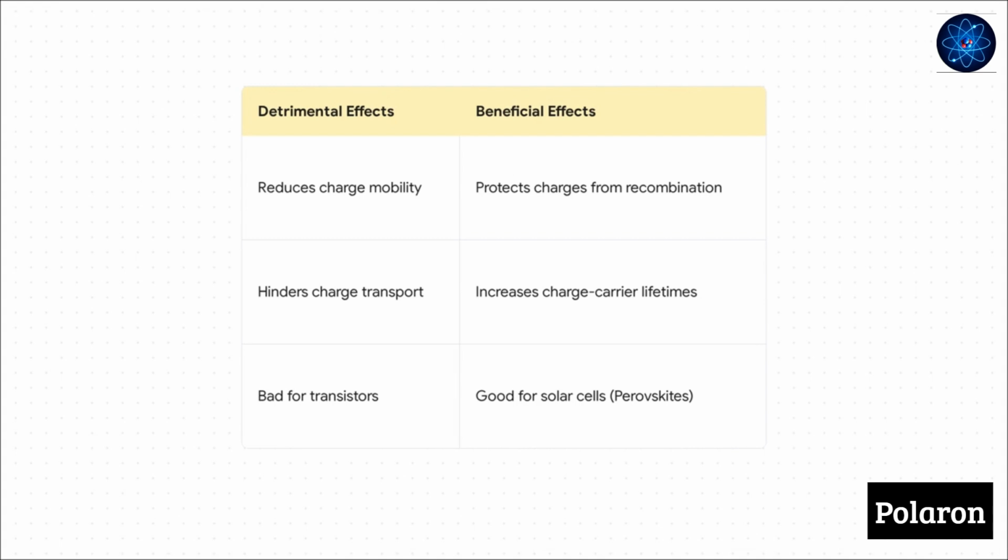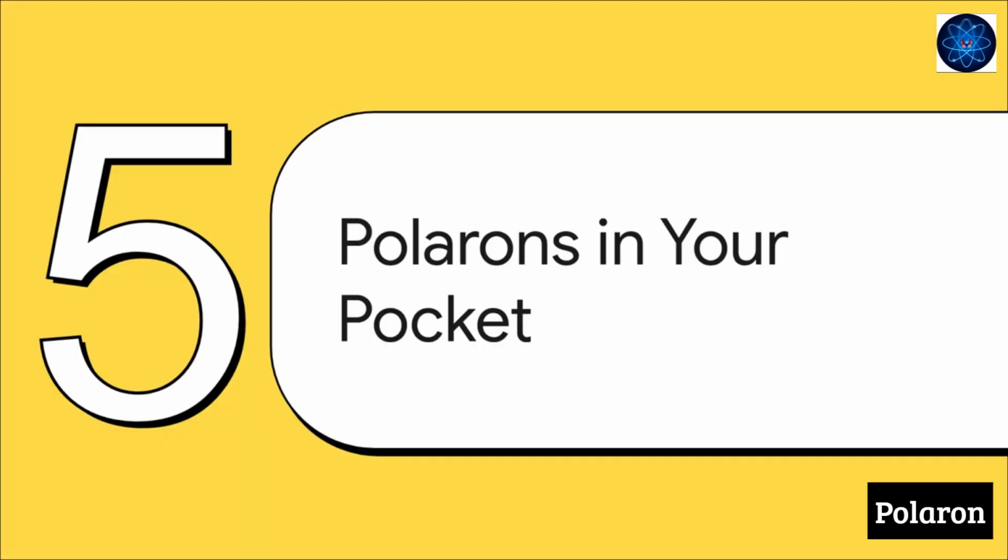And this slide just lays out the two faces of the polaron perfectly. On the detrimental side, slowing down electrons is terrible for things like transistors that need to be lightning fast. But look at the beneficial side. That same distortion cloud that slows the electron down also acts like a shield, protecting it from getting lost or wasted. And that is a huge win for devices like solar cells. So let's pull this out of the physics lab and bring it into your pocket.